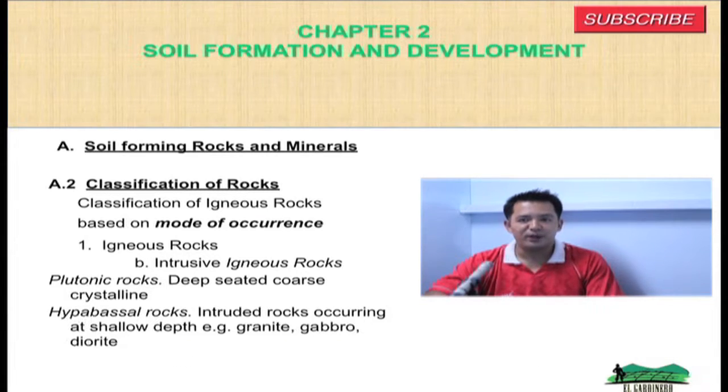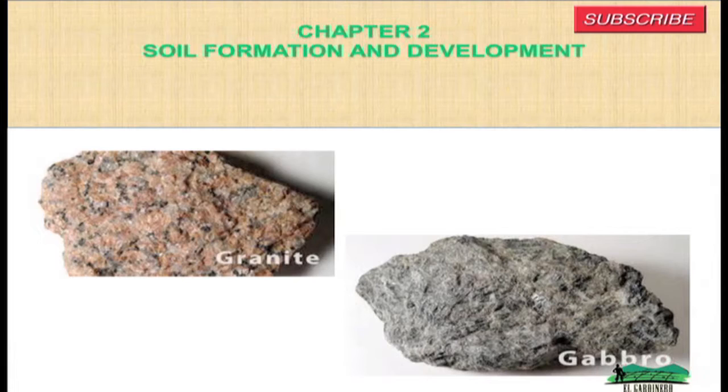The next classification I was talking about a while back is the intrusive igneous rocks. The examples are plutonic rocks, which are deep-seated, coarse, and crystalline rocks, or hypabyssal rocks, which are intruded rocks occurring at shallow depth and still beneath the surface of the soil. The examples are granite, gabbro, and diorite. So granite appears to be like this photo I'm showing you. Gabbro is also like this.